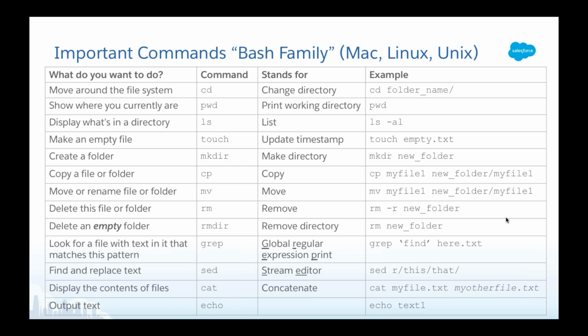And then cat. This allows you to concatenate two files. So basically it's, here's my file, here's my other file, concatenate them, put them together. And again, there are some other commands, and we're going to show more of those in the demo. And then echo just displays the text on the screen.